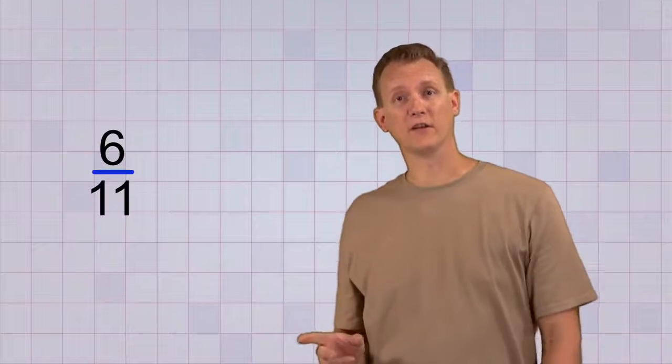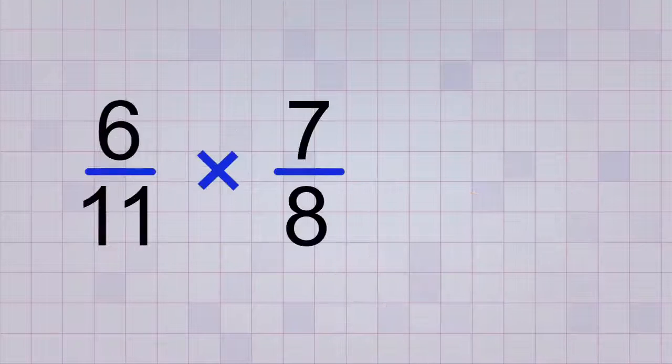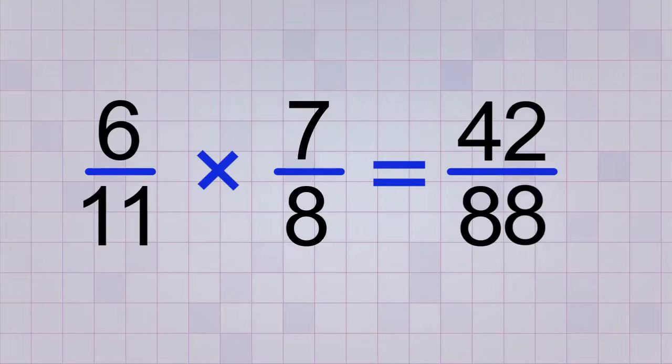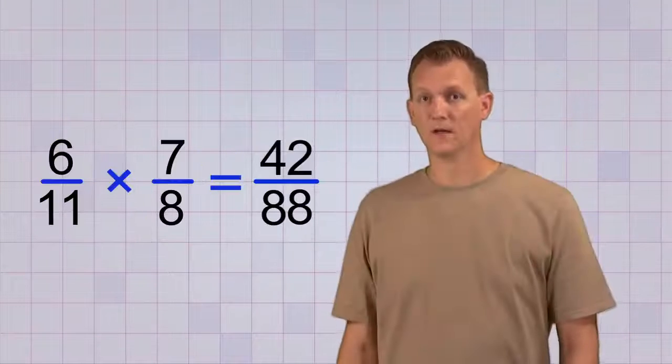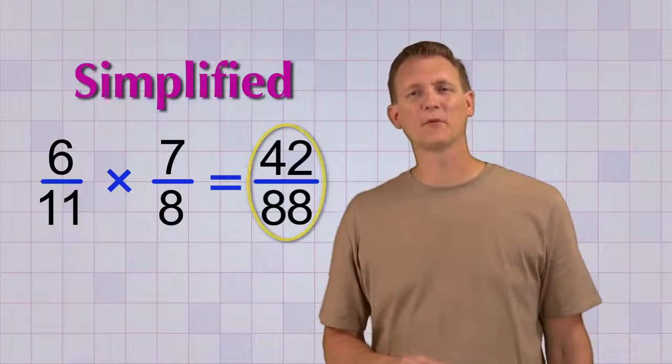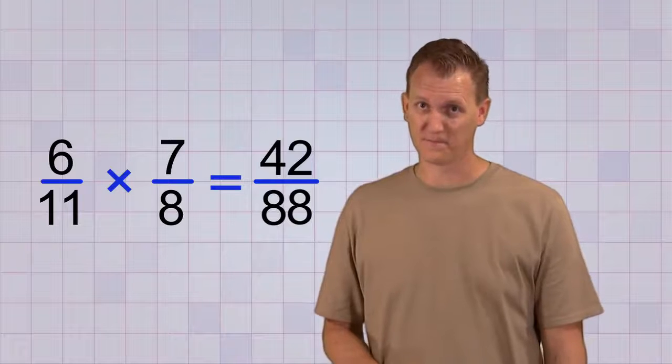Okay, time for another example. Let's try 6/11 times 7/8. From our multiplication table, we know that 6 times 7 equals 42. So 42 is the top number of our answer. And on the bottom, we have 11 times 8, which is 88. So 6/11 times 7/8 equals 42/88. Now some of you might see that this answer could be simplified, but we'll save simplifying fractions for another video. All right, let's see one last example.